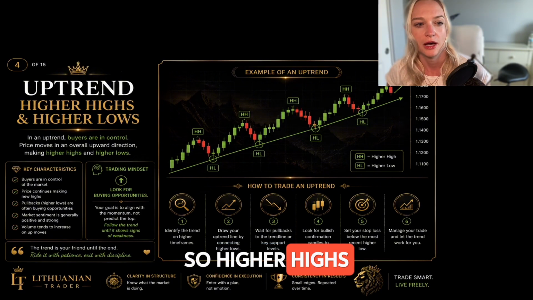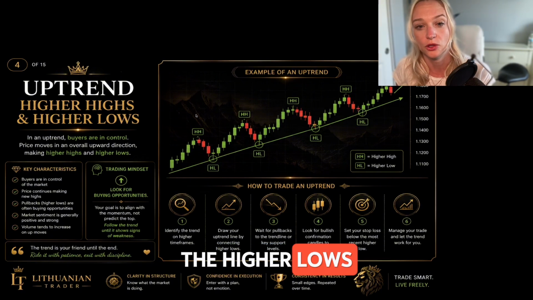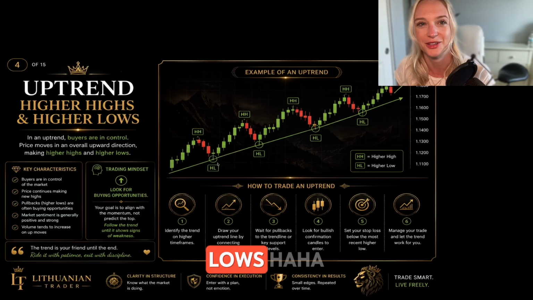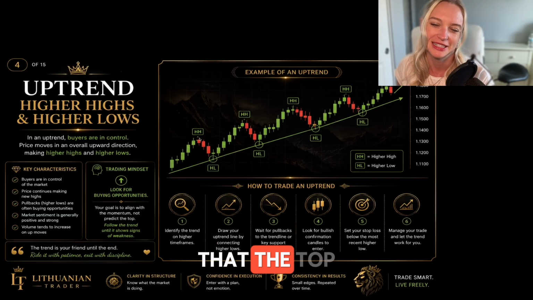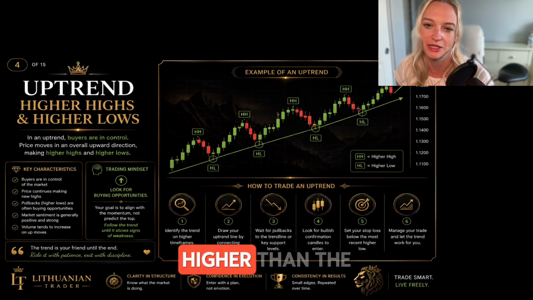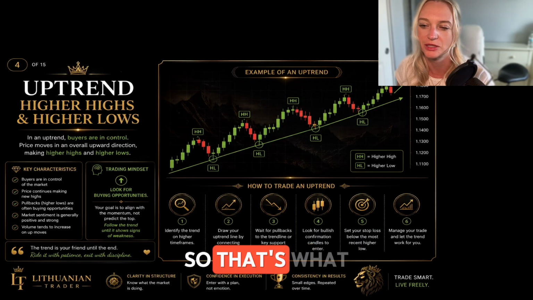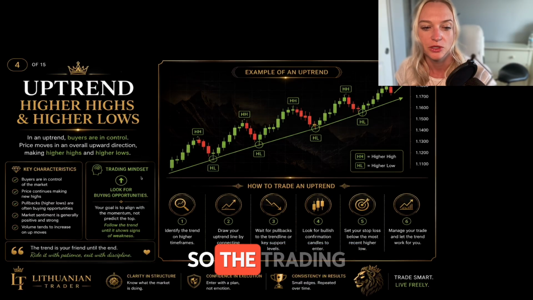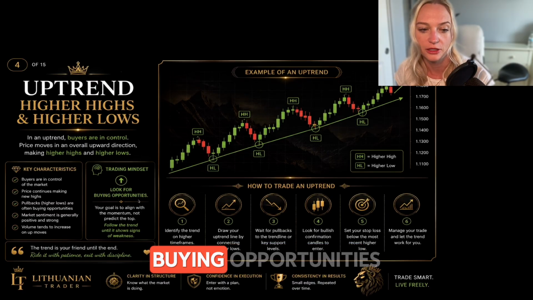Uptrend, so higher highs and higher lows. A lot of big words in my mouth. Higher highs, higher lows means that the top of this one is higher than the previous one. This one is higher than the previous one, right? So that's what it is. Higher lows, the same thing. Pretty self-explanatory. So the trading mindset is looking for buying opportunities.